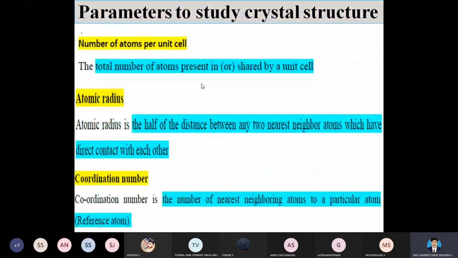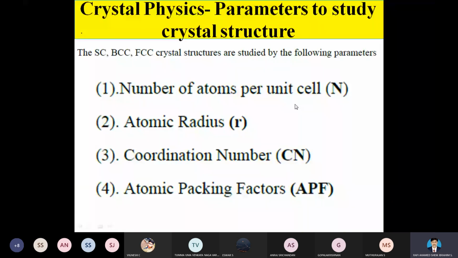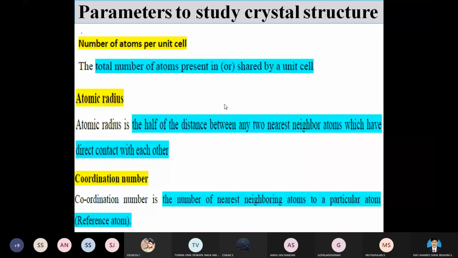Before going to the crystal structure, first we have to know these 4 parameters. We have to be familiar with these 4 parameters. If you know these 4 parameters, then with the help of these parameters, you can conclude the conditions. So the first parameter is number of atoms per unit cell: the total number of atoms present in or shared by the unit cell.